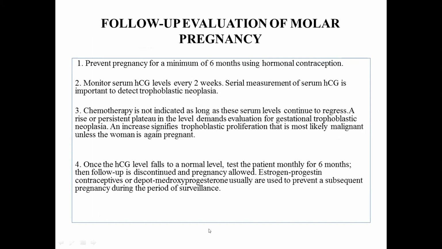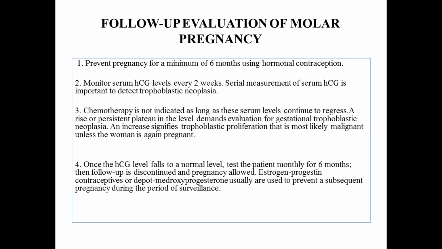Now, how to follow up evaluation of the molar pregnancy? Firstly, we should counsel the patient that you should prevent pregnancy for a minimum period of 6 months using hormonal contraception. Monitor serum HCG levels every 2 weeks. Serial measurement of HCG is important to detect the trophoblastic neoplasia. Chemotherapy is not indicated as long as these serum levels continue to regress.